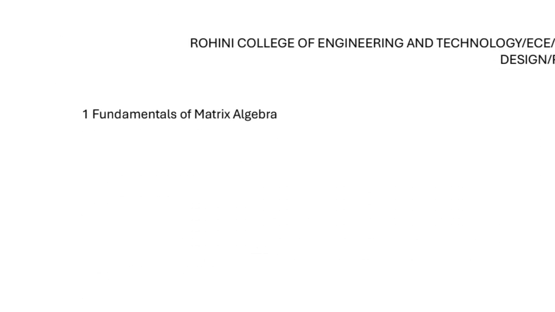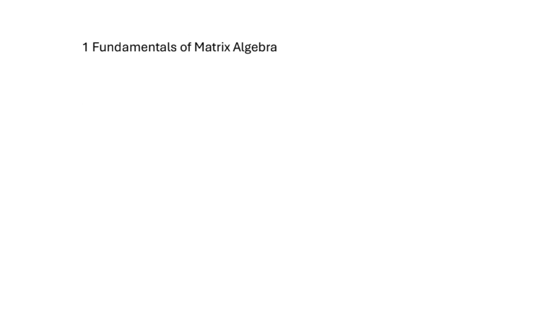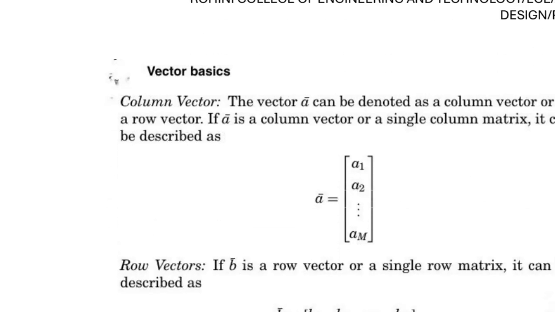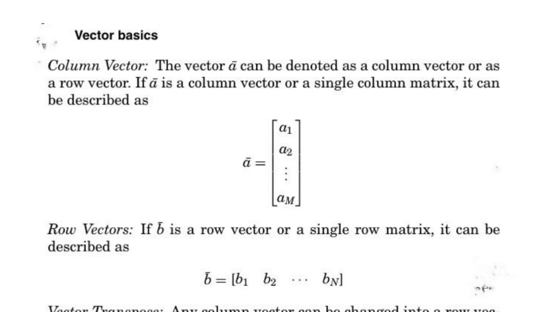First, we are going to discuss the fundamentals of matrix algebra. These types of vector basics we have already learned in some subjects. Now we are going to analyze them for antenna design. The first thing is the column vector. The vector A bar can be denoted as a column vector or as a row vector.